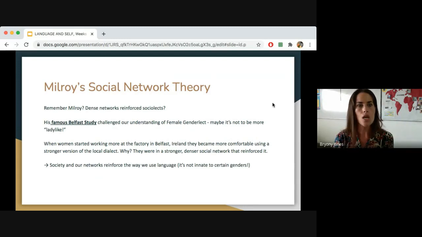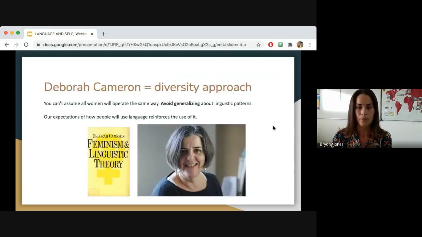So what did Milroy find? Milroy found once they were in these smaller, denser networks with other women, they became more comfortable using a stronger version of the local dialect. Do you guys remember the strong tie theory of the dense social networks? So when they were in these denser social networks, women started assuming a stronger dialect, right? And that included more slang and more relaxed language, for example, than what they were using at home. Okay, so this is just another example of how the environment changes the way we speak, regardless of what gender we are. Okay, so cool, we're almost done, you guys.